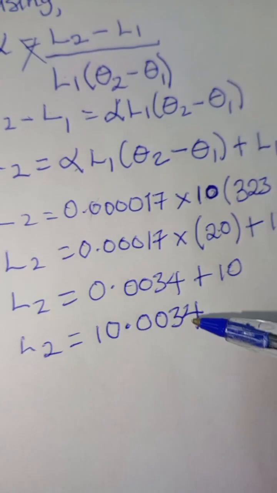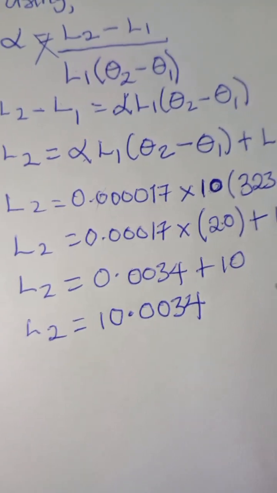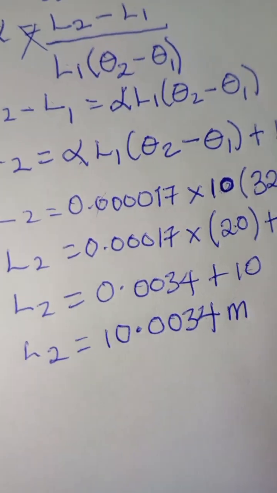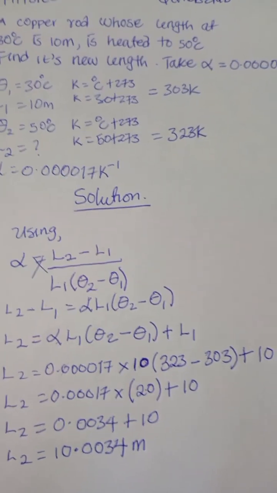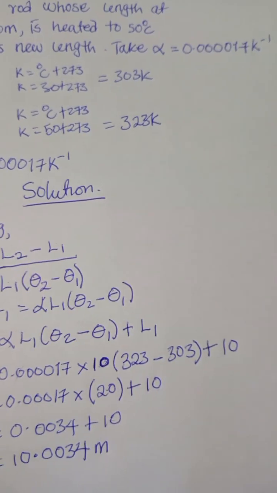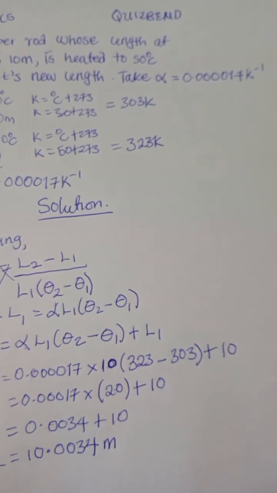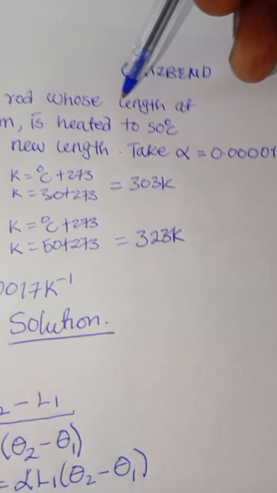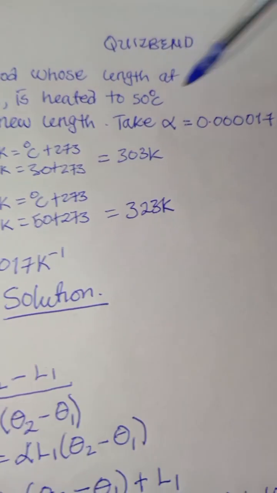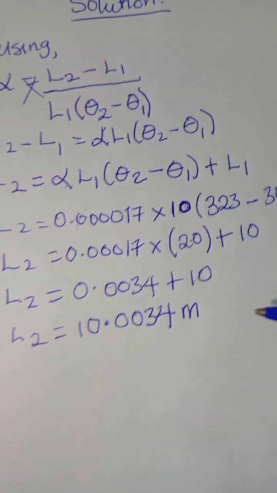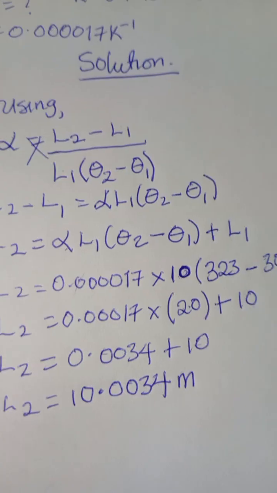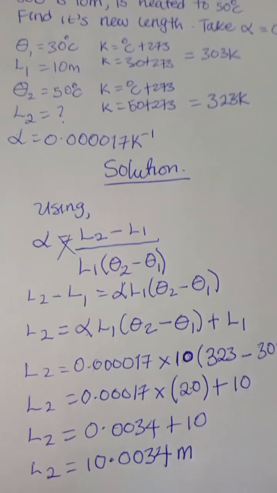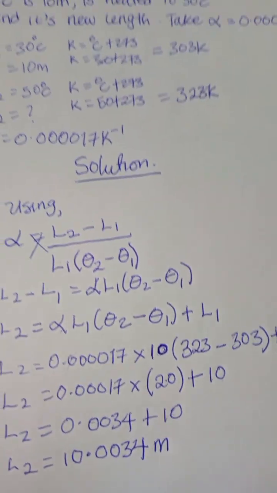Provided it is after the decimal point, you don't say thirty-four, you say three, four, which is in meter. So from this calculation, the value for the new length, after the copper rod was heated to 50 degrees Celsius, is 10.0034 meter. So that's our new length, that's our L2.